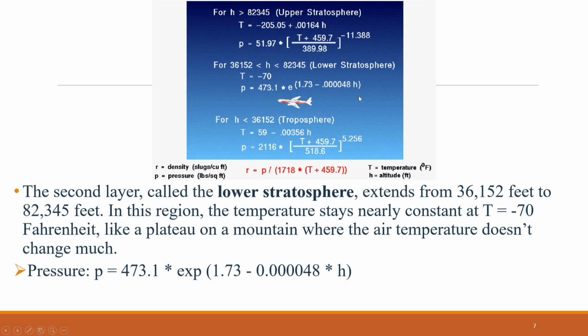Pressure continues to decrease with altitude, following an exponential decay, and can be calculated as 473.1 pounds per square foot, multiplied by the exponential of the number 1.73 minus 0.00048 times the height in feet.